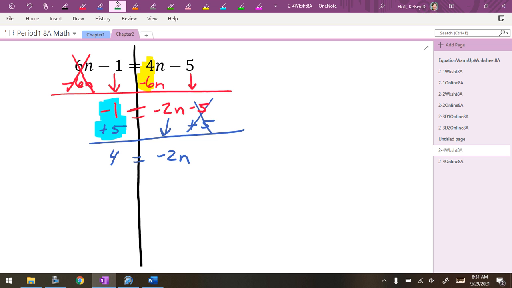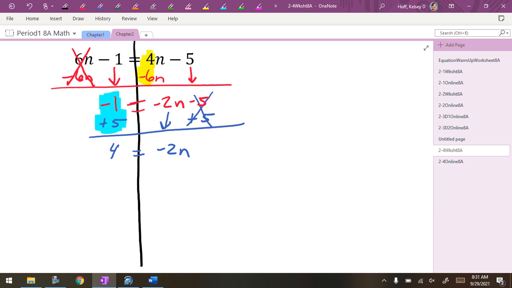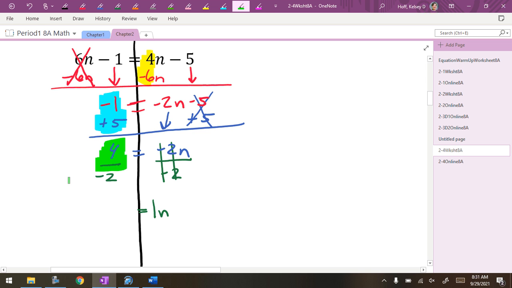Zayden, I need to get a positive 1, so I need to get rid of this negative 2 that's in front of my n. How do I do that? Divide by what? Careful. This is where a big mistake was made. When you divide by exactly the number that's there, which is negative 2. So again, type this in your calculator exactly how it is. 4 divided by negative 2. Say it again. Negative 2.